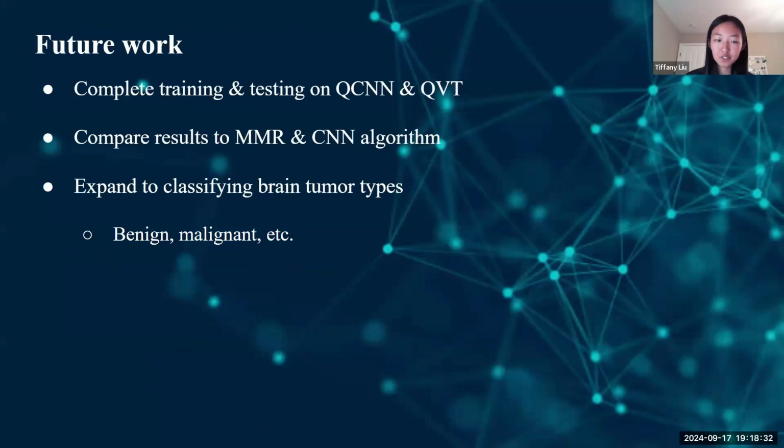Finally, our future work includes completing the training and testing for the QNN and QVT algorithms so that we can compare these results to the classical CNN algorithm and the MMR algorithm to see if there's any noticeable advantage in terms of speed or accuracy. And then future possibilities to expand this even further down the line will be to classify types of brain tumors rather than simply detecting them. This could really help with affecting the action speed for doctors to initiate effective intervention at an early stage since they are able to classify types of brain tumors.